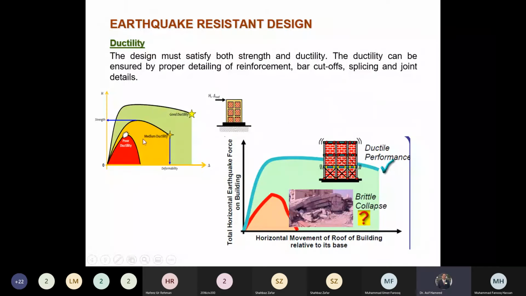And you can see the failure of the different types of structure. If the structure is brittle, it will collapse without giving any warning. And if the structure is ductile, it gives you some warning before failure. So you will try to design your structures to be ductile, with sufficient initial stiffness and strength. They should not fail in a brittle manner. If they fail in a brittle manner, there will be collapse of the structure.